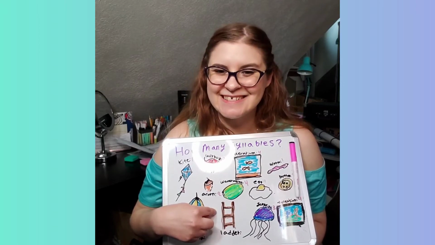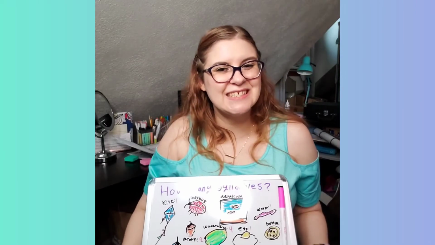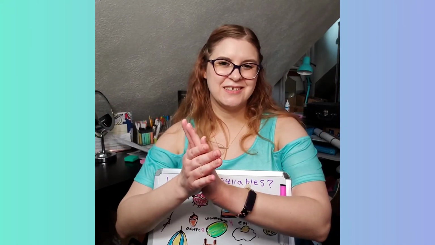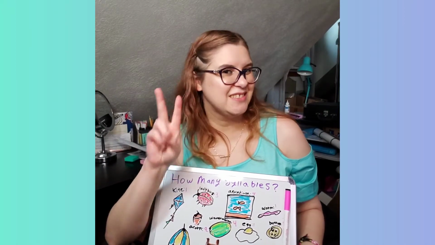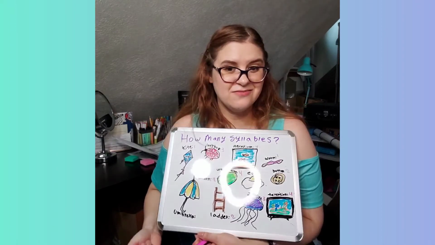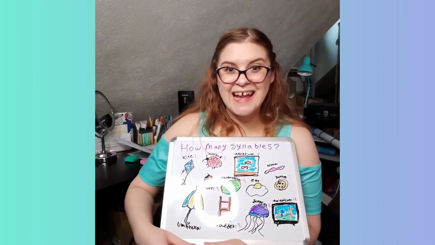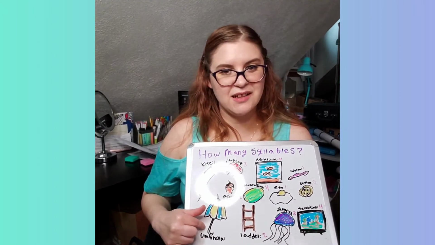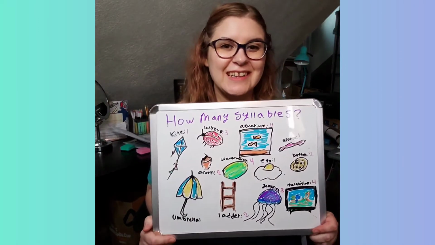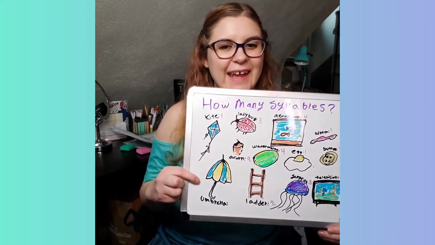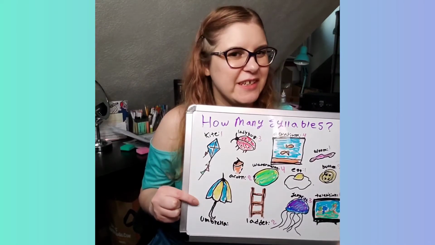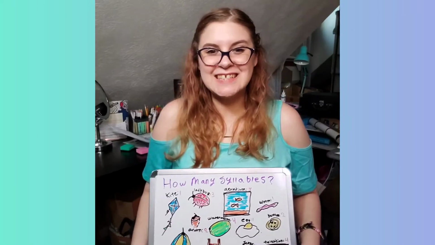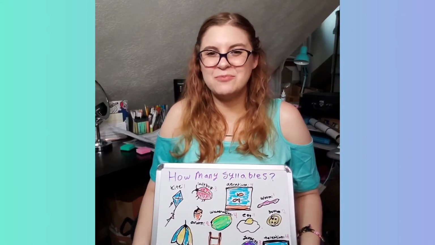It's a ladder. So let's count how many syllables in the word ladder. Ladder. 2 claps, 2 syllables. And we only have 1 word left. Oh my goodness, I forgot to color in the bottom. So let's do our last picture. And I'm sure that you've used one of these before, right? It's an umbrella. Let's count the syllables in the word umbrella.